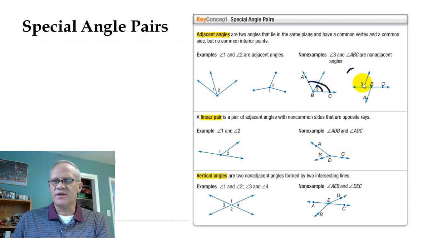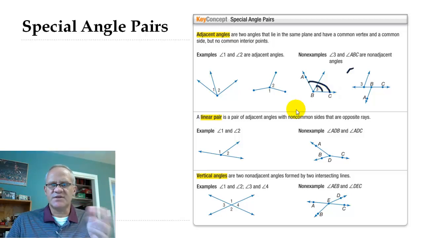And likewise here, here's angle 3 and here's angle ABC. They don't even have a common side or a common vertex. This is the one that can be a little tricky sometimes. People think this might be adjacent because they have the same side, but basically they're overlapping. So this angle, BC and whatever this point would be, overlaps ABC. Okay, so that's the first thing, adjacent angles.